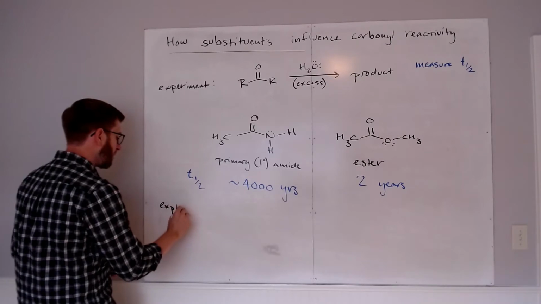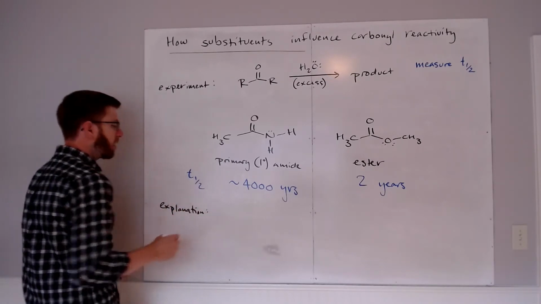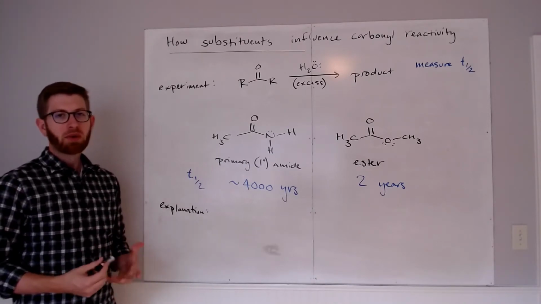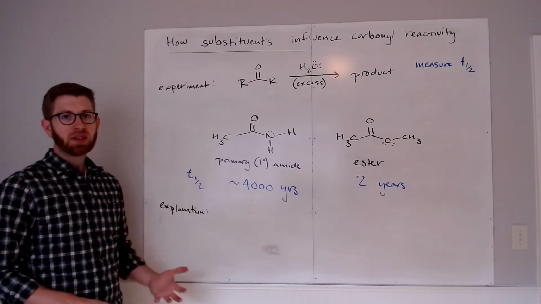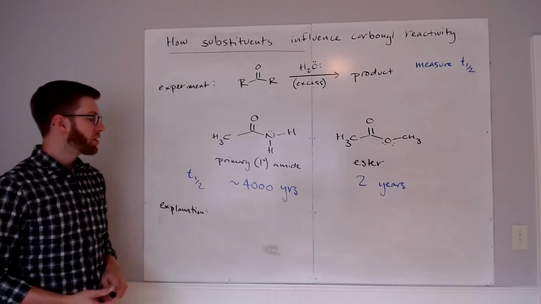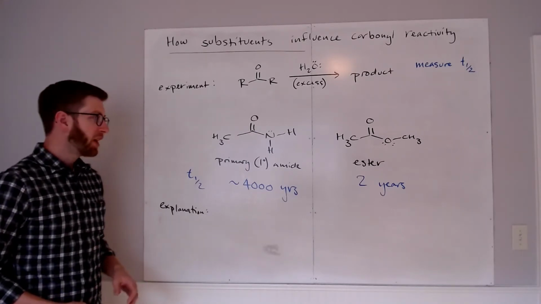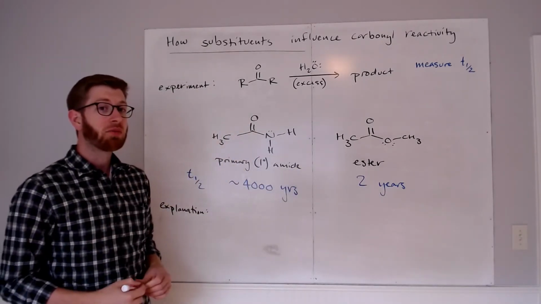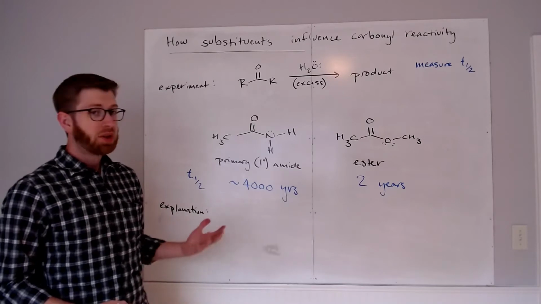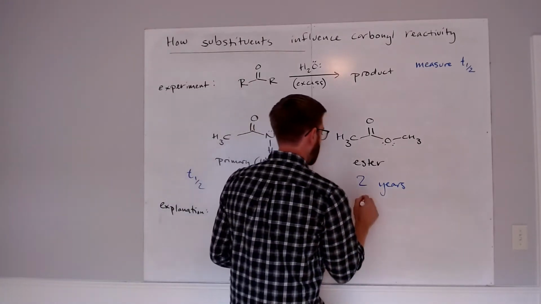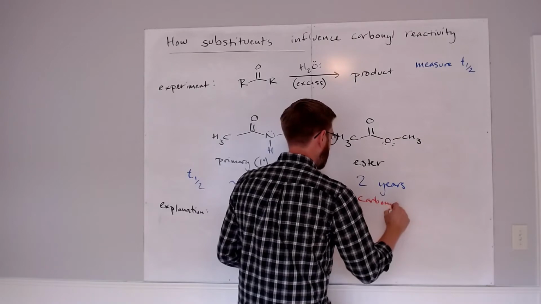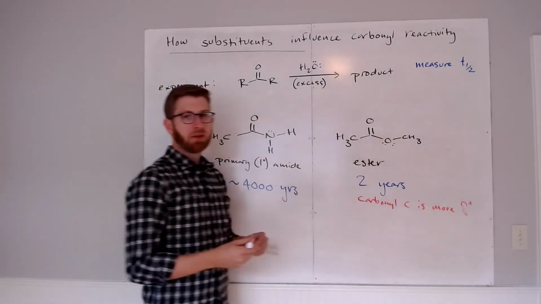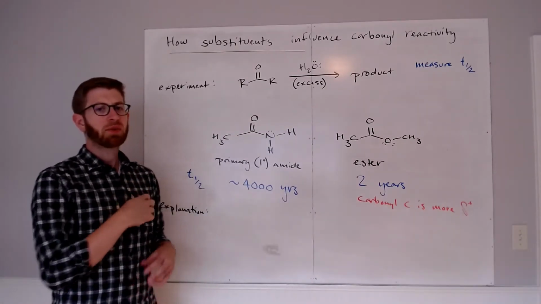So let's do that together. Whatever explanation we choose is going to have to match our underlying understanding of chemical reactivity. And since we're assessing electrophilicity, like we talked about in the previous section of the video, we're going to try to explain why the ester apparently has a more electron positive carbonyl carbon than does the amide. So carbonyl C is more partially positive. Remember we talked about the concept of sterics as well.